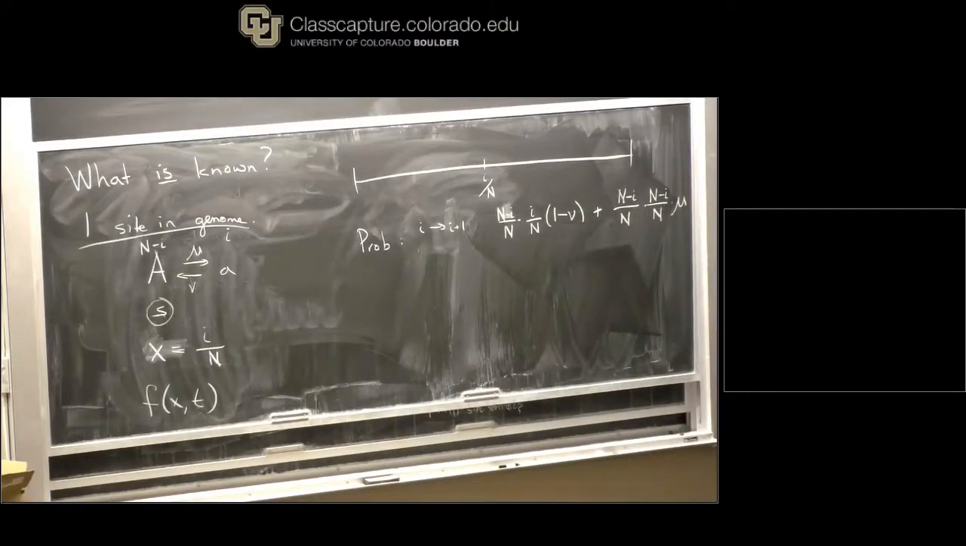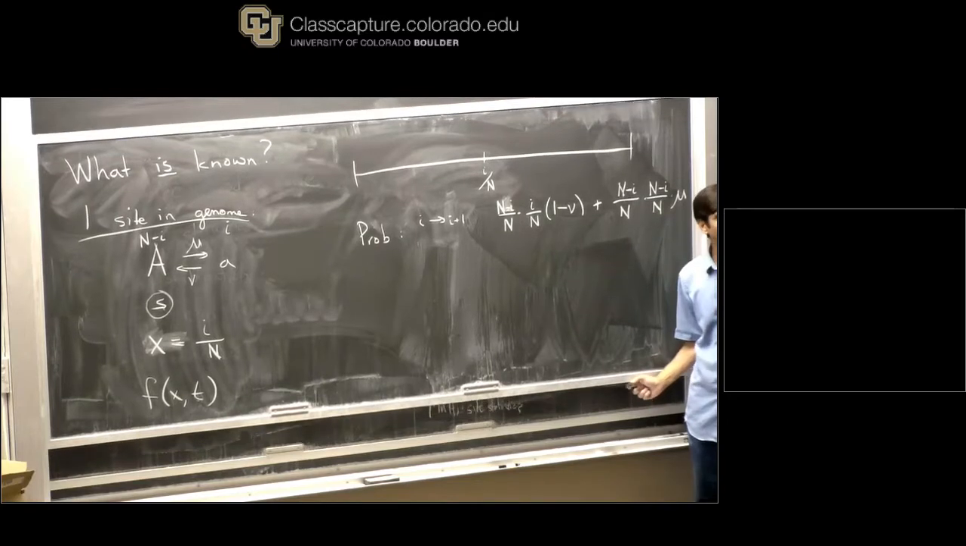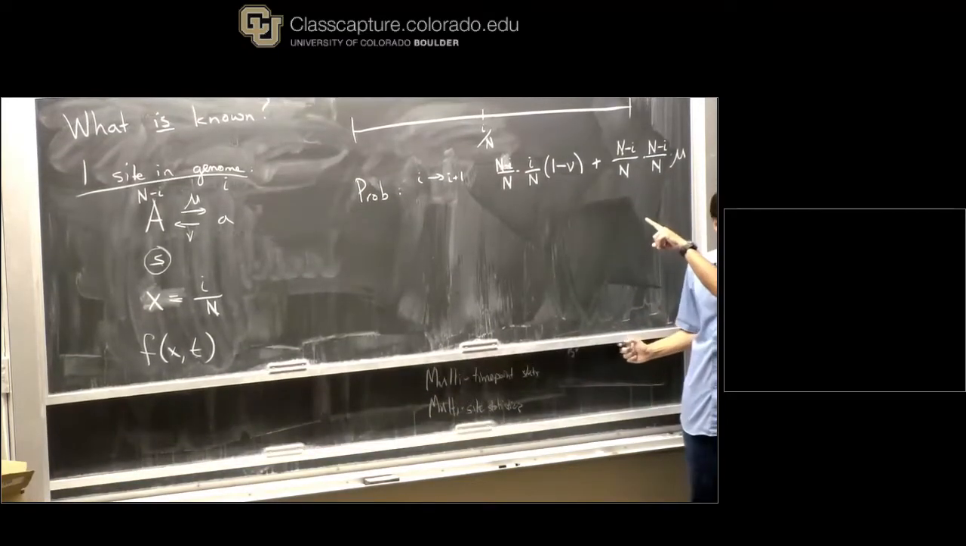I get confused writing these things down the closer I get to the board, but I think, if I've not forgotten anything, these are the only two ways I can go from I to I plus 1 in one time step. Shout out if I drop something.